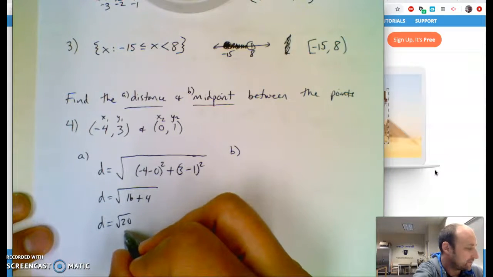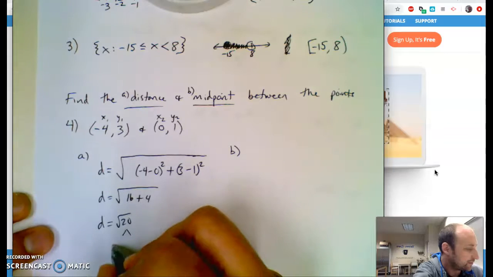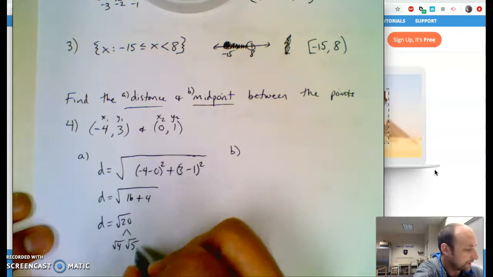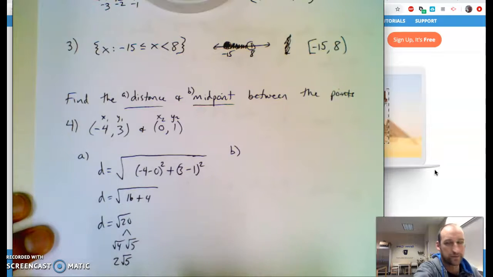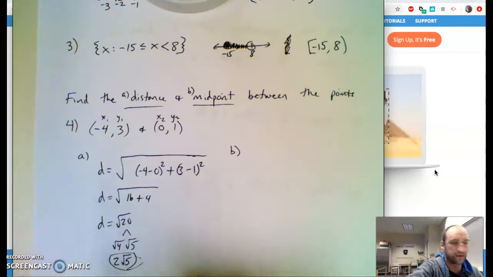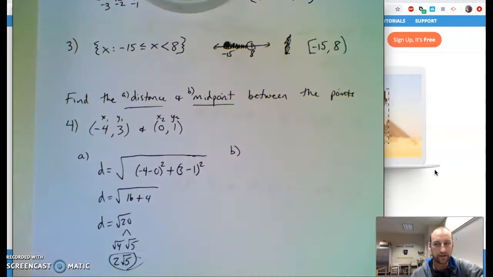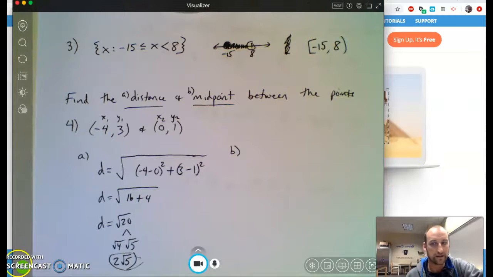For those of you who remember how to do the jailbreak thing, you'll break that down to 2 radical 5. You should still remember all that old stuff. If you needed it as a decimal, like if you were putting that point on a graph, if you needed a distance of something, you needed to know how long it was, just type it in a calculator, square root of 20, and get an approximation.